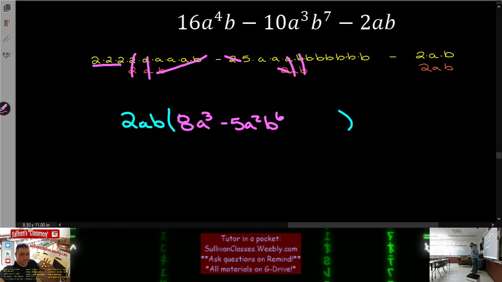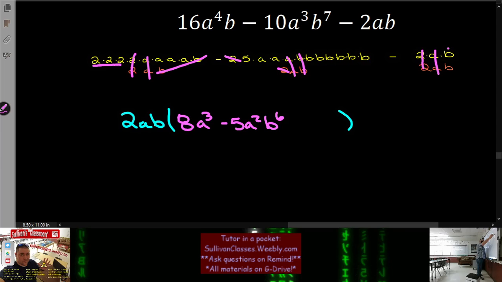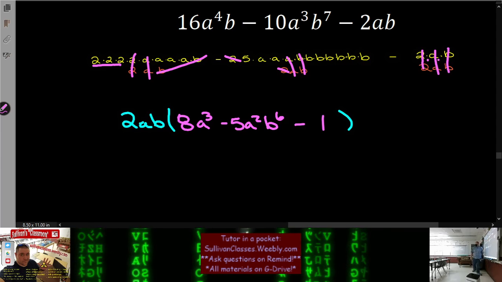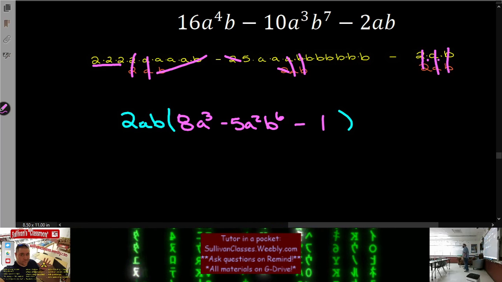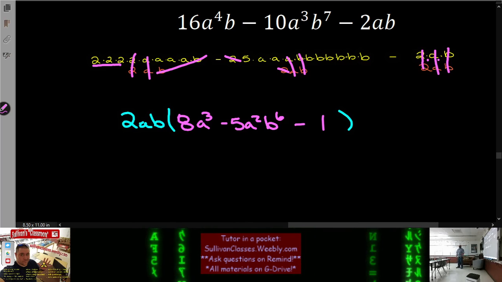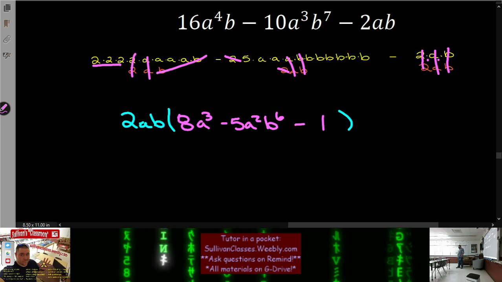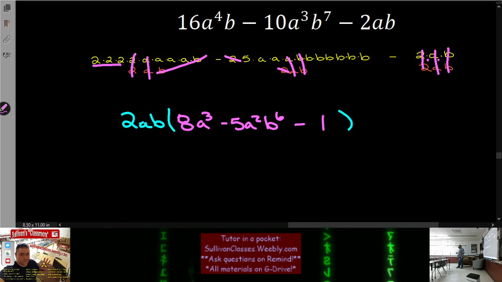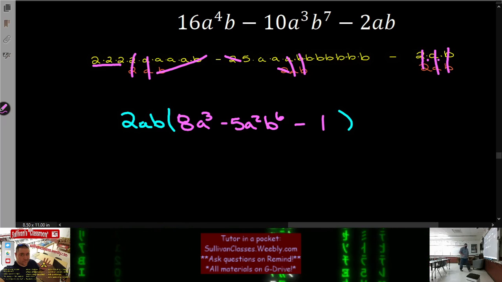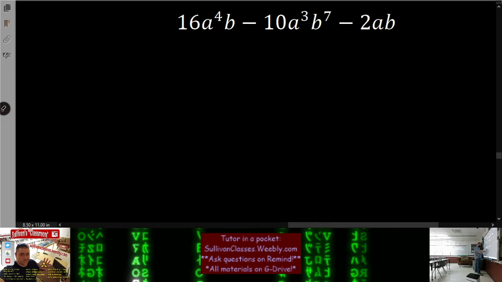Remember, you're dividing. 2 divided by 2 is 1. A divided by A is 1. B divided by B is 1. What is 1 times 1 times 1? Don't forget that placeholder. The most common mistake that I see on these is someone forgets that placeholder because they think it just disappears. You are dividing. I cannot divide and get a 0 unless I'm dividing 0. So please make a note of that. Be careful with it.